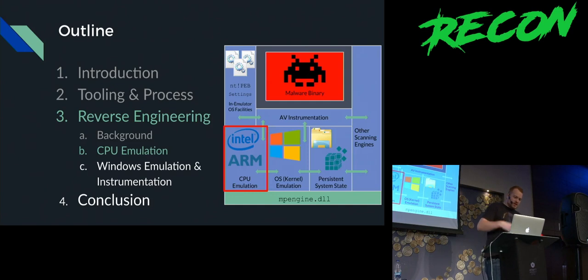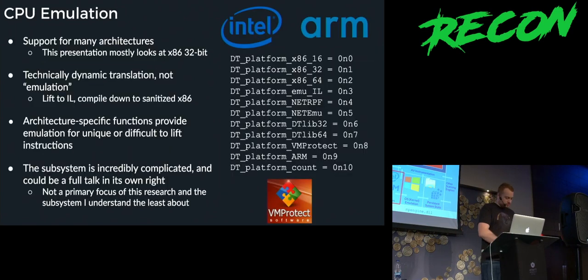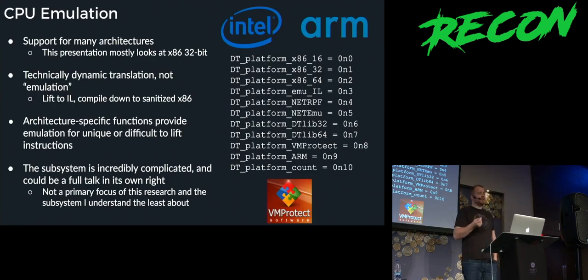All right, getting into CPU emulation. Technically, Defender really uses dynamic translation, not emulation. And what they do is they lift the actual code into an intermediate representation, and then dump it out in sanitized x86. And they will remove complex instructions they can't emulate, they'll rewrite things, they'll change things, and it's all done a basic block at a time. This subsystem is incredibly complicated, and it's something I didn't spend a lot of time reversing. I spent more time reversing the Windows emulations themselves. But I do want to talk a little bit about this.